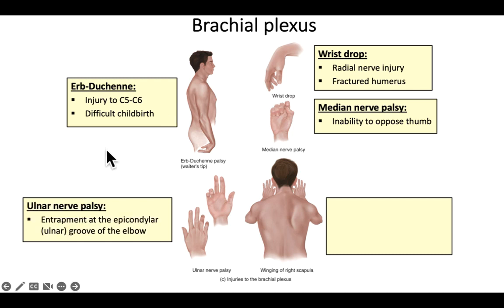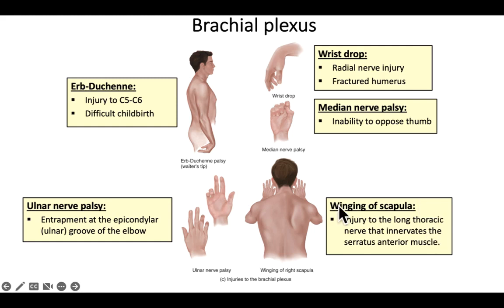All right. We have here an ulnar nerve palsy. Remember, the ulnar nerve goes into the pinky and ring finger. So you might get this paralysis of those two fingers. And then there's also one, we're not going to learn this nerve, the thoracic nerve, that innervates some of your scapular muscles. So you get this kind of winging of the scapula.